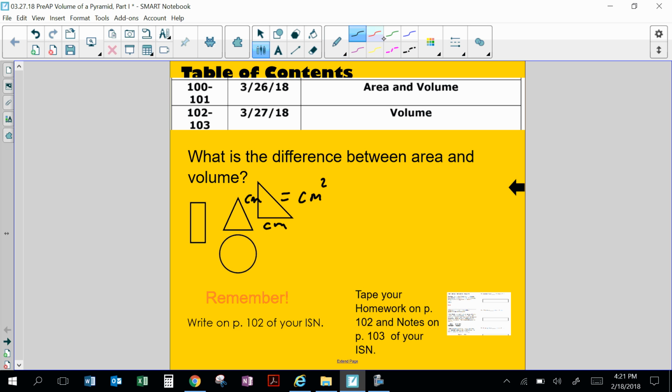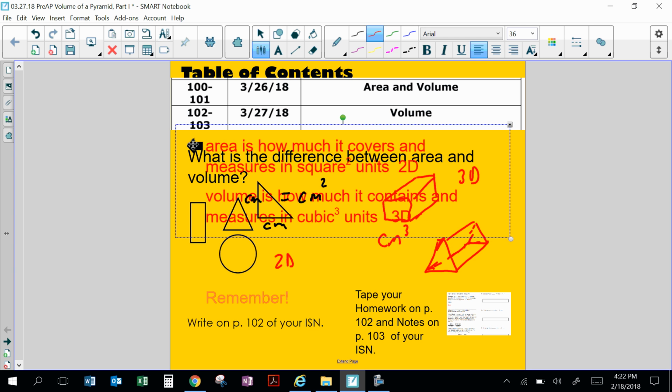On the other hand, volume is for three-dimensional objects, such as this. So this is two-dimensional, this is three-dimensional. And in three-dimensional objects, such as these, it's how much it holds. And this is measured in cubic units. So that's the major difference between the two.